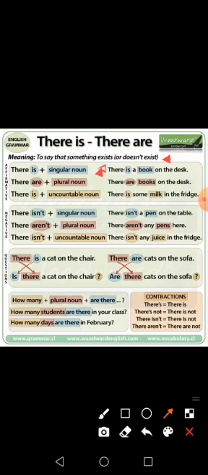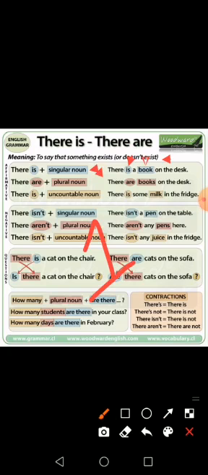We use there is with a singular noun. There is a book. Look, there is a book. Book is a singular noun. What does singular noun mean? Singular noun means اسم مفرد. So there is a book, one book, right? One book. There is a book.